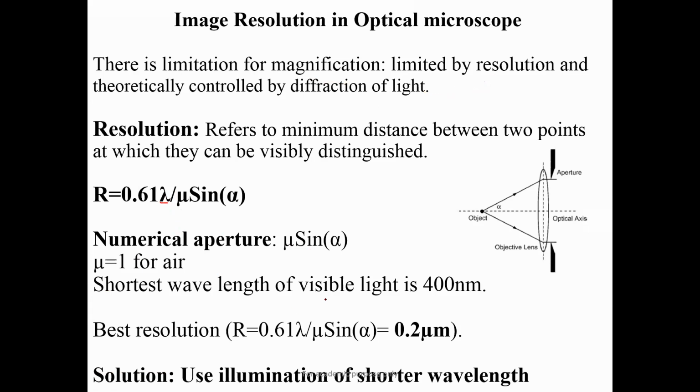The shortest wavelength possible for the optical microscope is 400 nanometer. Beyond this, we can't go. What is the range of visible light? 400 to 700 nanometer, so the shortest one is 400 nanometer. So the best resolution with the optical microscope, even taking the maximum value of mu, that is 1, the refractive index of the medium between the objective lens and your object, is 0.2 micron, even using the shortest wavelength.